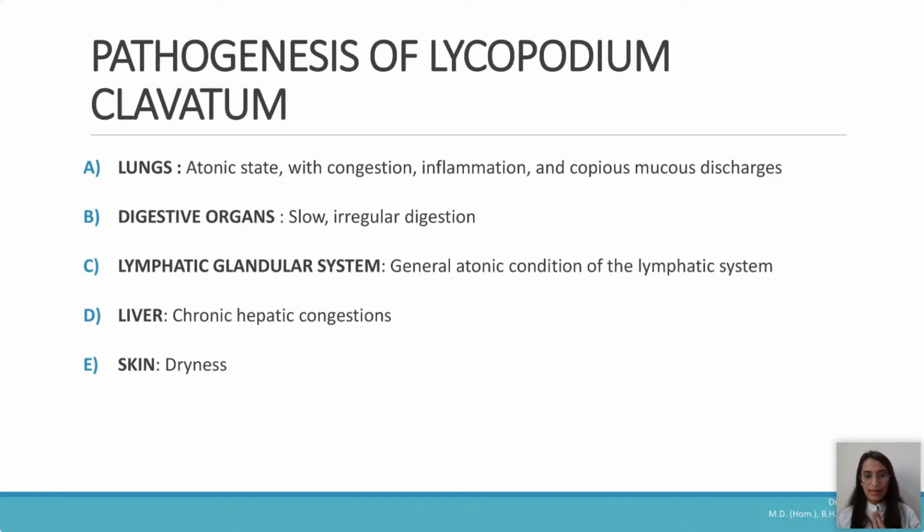So in the lymphatic glandular system, there is a general atonic condition of the lymphatic system. The lymph flow is slowed down. The cervical glands, the lymph nodes, become enlarged. Now upon the liver, Lycopodium's important seat of action is the liver. It is indicated in chronic hepatic congestions and inflammations. On account of inflammation we indicate it in hepatitis. Because of congestions, we can think of it in abscesses.